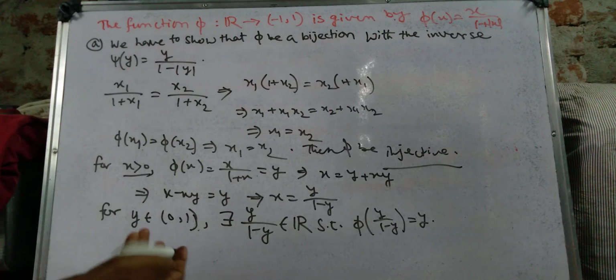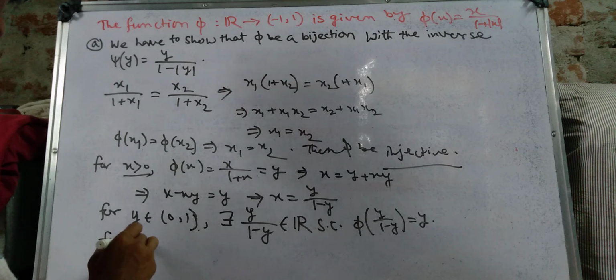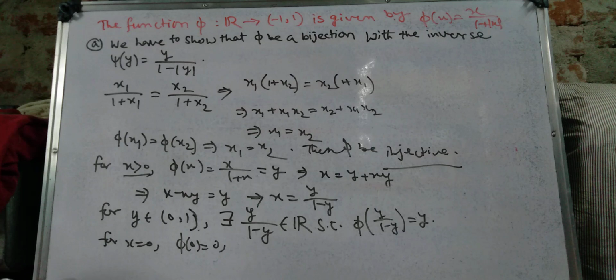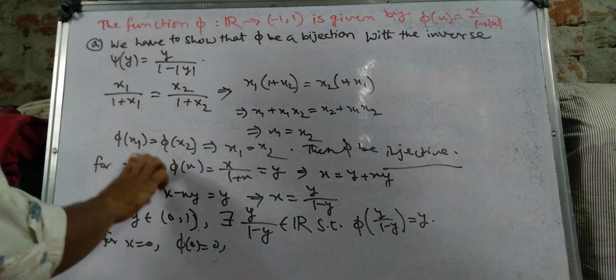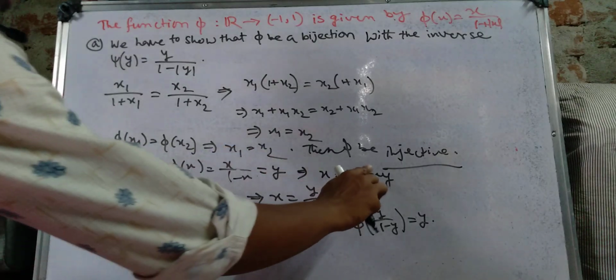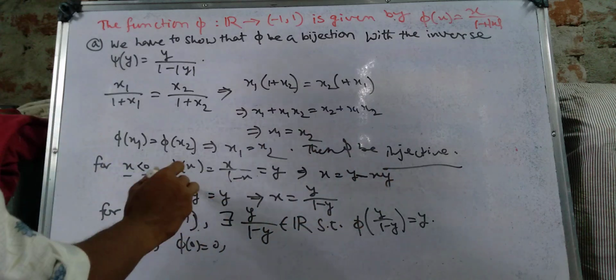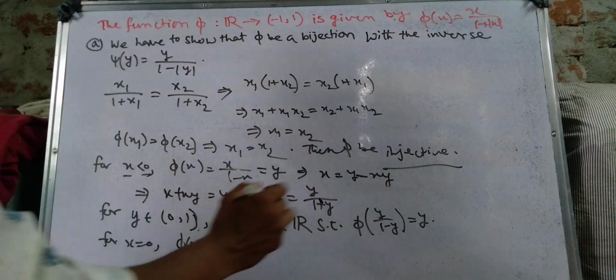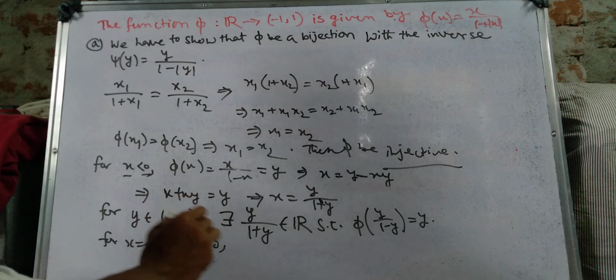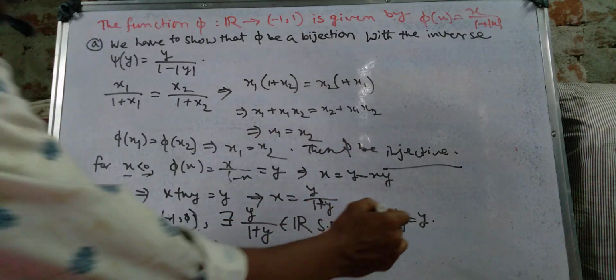Then phi, and a similar procedure for x equal to 0. For x equal to 0, phi(0) equal to 0, and for x less than 0, we proceed similarly. For x less than 0, the image lies in (-1, 0), and this happens here similarly.